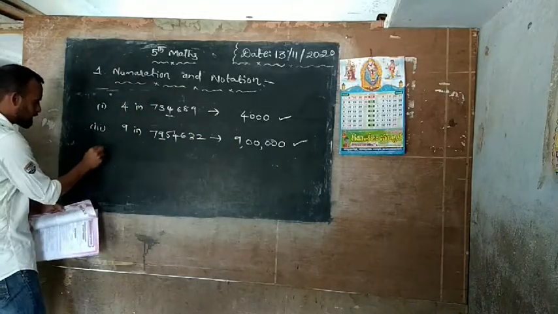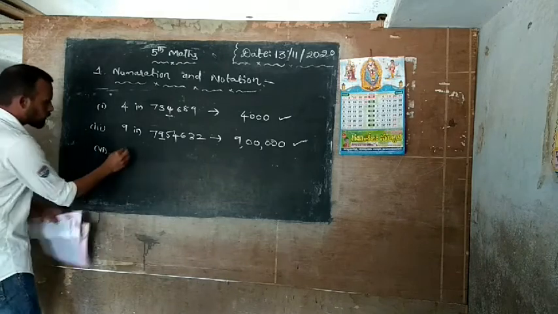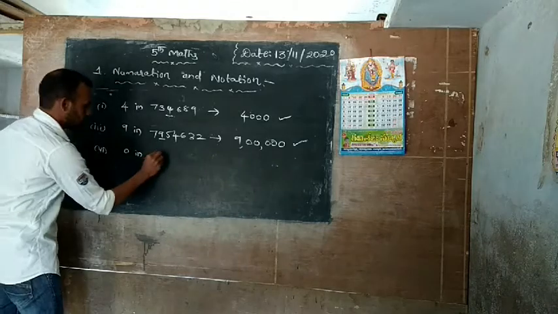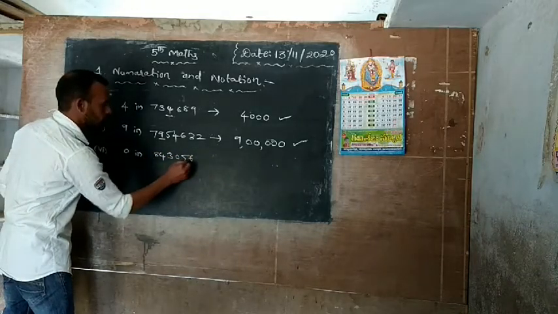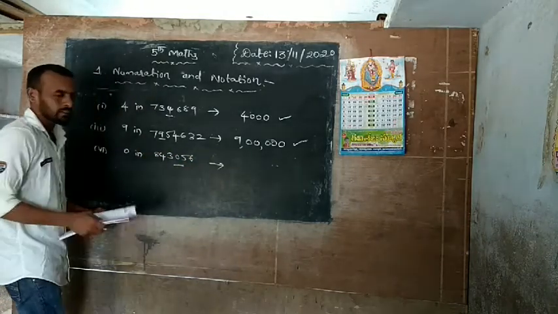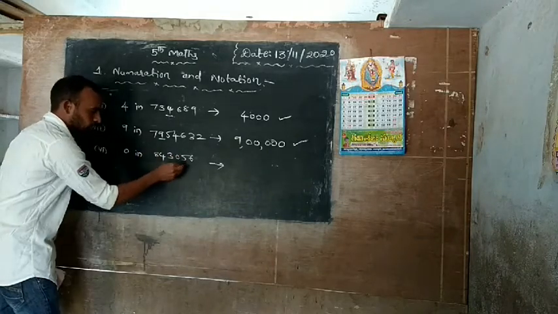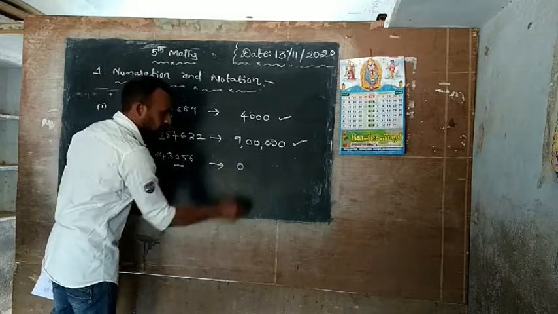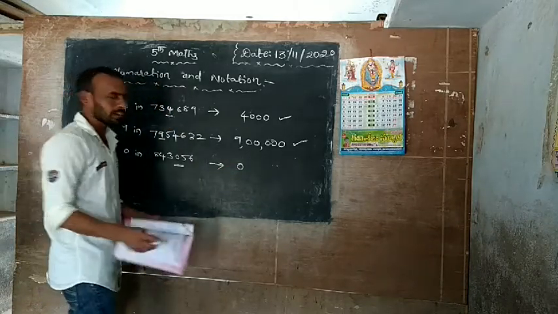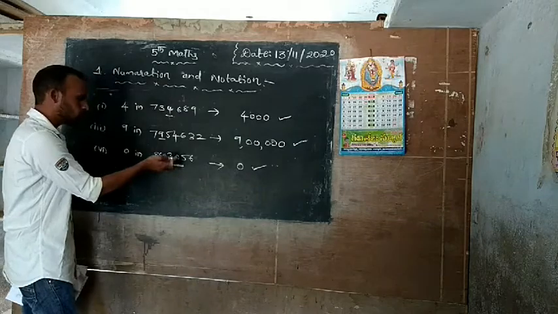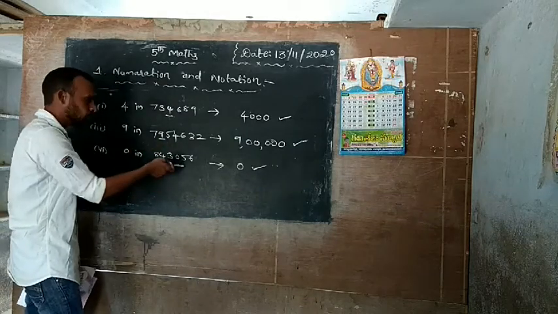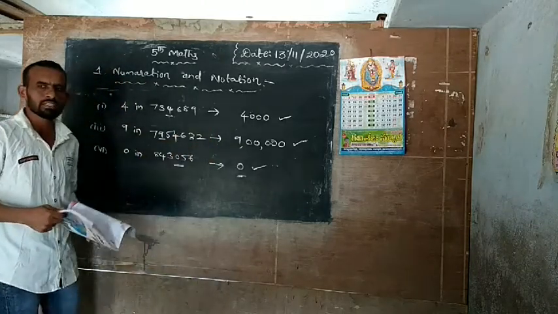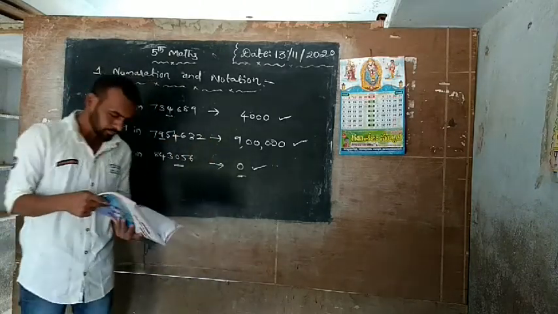Last one, the sixth one, see here: 0 in 843056. Here the place value of 0 is asked. 1s, 10s, 100s. 0 is in the 100s place, but 0 into 100 is what? 0 only. If you multiply any number by 0, you get 0 only. So here 0 is in the 100s place, but its place value is 0 only. Understood? Write down. The remaining 3 problems are homework.